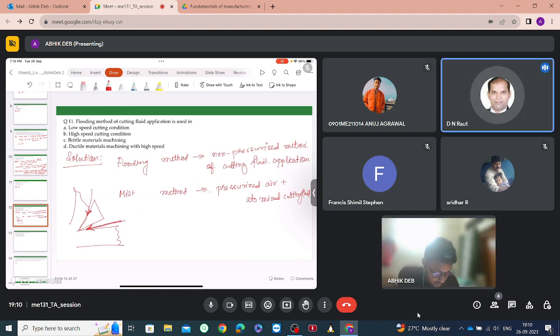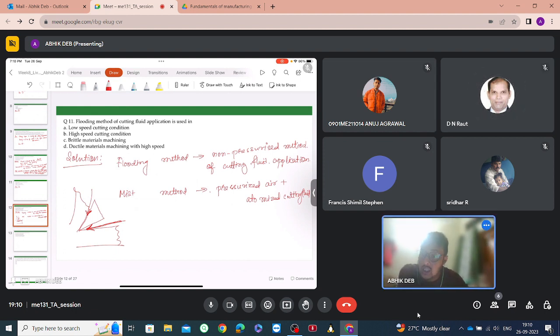It's difficult to reach. Yes. So when it is a high cutting speed, we will require a pressurized condition, such that with pressure, that is with an added force, it can reach these difficult to reach small places. But if the cutting speed is low, then with ease the cutting fluid can reach these places between the tool and the chip and between the tool and the workpiece. That is why for low speed cutting condition, the flooding method is used, because it is non-pressurized.